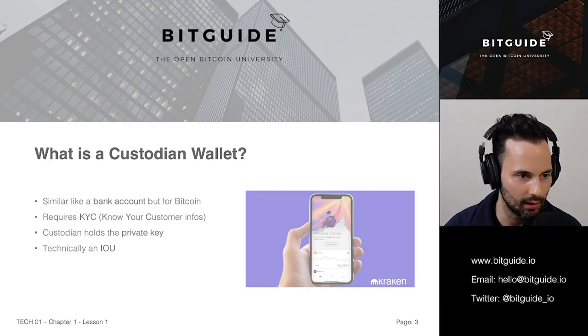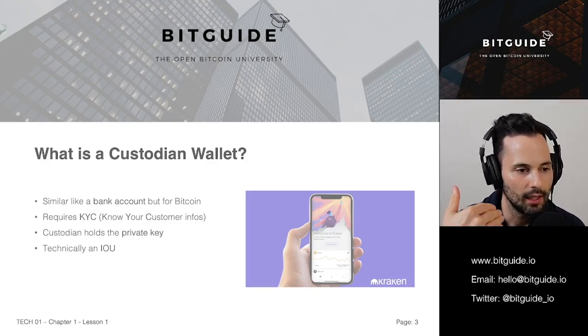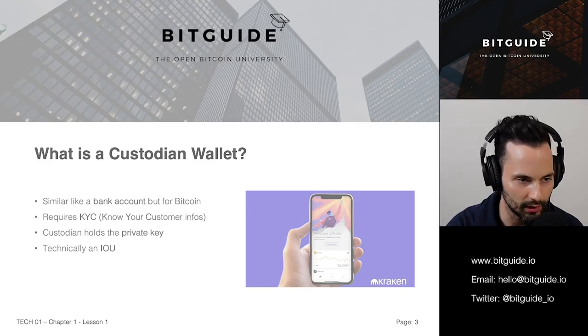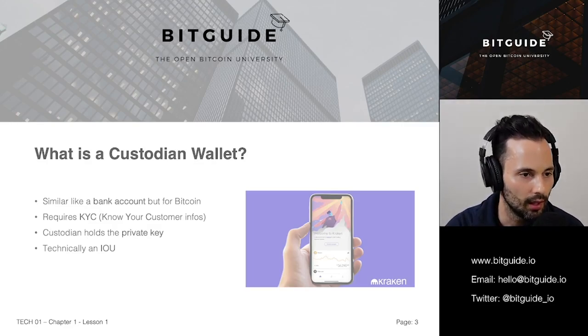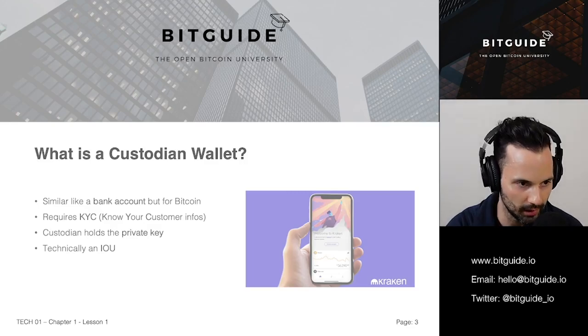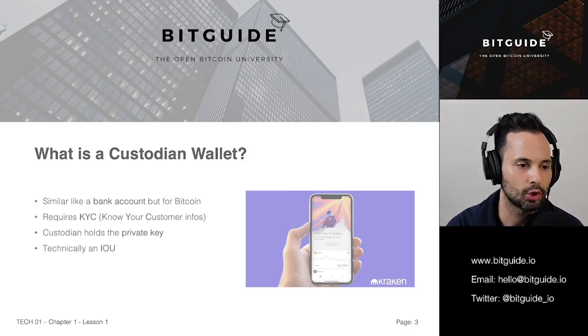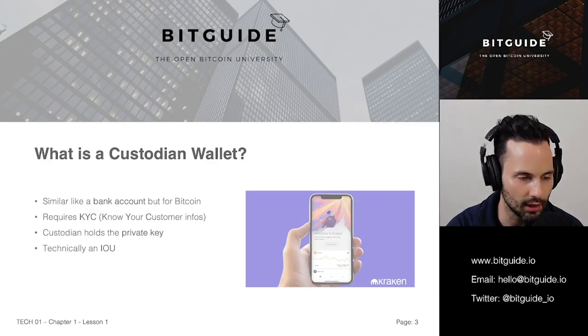But as long as the money or the currency is with the custodian, it's basically a third party that you have to trust. And with Bitcoin, it's the same concept. If you have your Bitcoin with any custodian, any exchange, it is the same principle. So your Bitcoin is not yours. You are owed that Bitcoin. And therefore, you have to trust the exchange and that the exchange will not go bust and so on and so forth. So it's a similar thing like a bank account, but for Bitcoin.